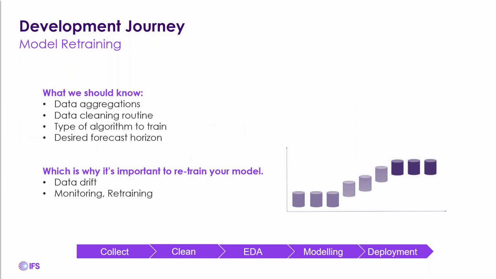So now that you've done your due diligence in research and modeling, and you have a good idea of how the models are going to behave, you can move on to deployment. And at this stage, what you should know are the types of data aggregations you're going to be performing, what types of data cleaning routines you'll need, what types of algorithms you think you'll be training, and probably how long a forecast you want to predict for.